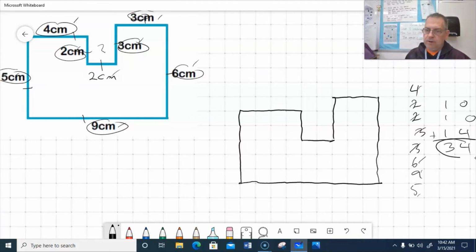So it looks like it's going to be 34 centimeters is the perimeter of this shape. 34 cm is our perimeter. So P equals 34. But there's another way of doing it, a little bit quicker way. We always have grid paper, and I like it when we use our grid paper because it makes sense to us.